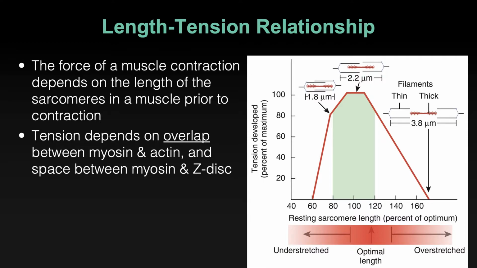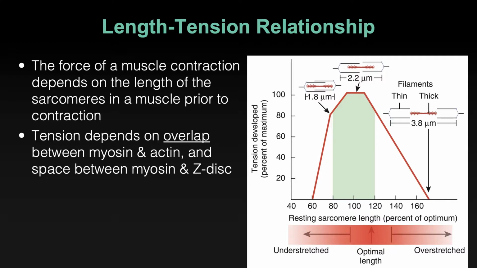Why is that? Because there's no space for extra shortening. That's what I mean by the space between myosin and the Z discs. If there's a lot of overlap, but myosin is crammed right into the ends of the alleyways, right into the end of the Z disc, as soon as it tries to generate a power stroke, it can't move anywhere. There's no extra shortening possible. It can't cycle, it can't generate force, and so tension is near zero.